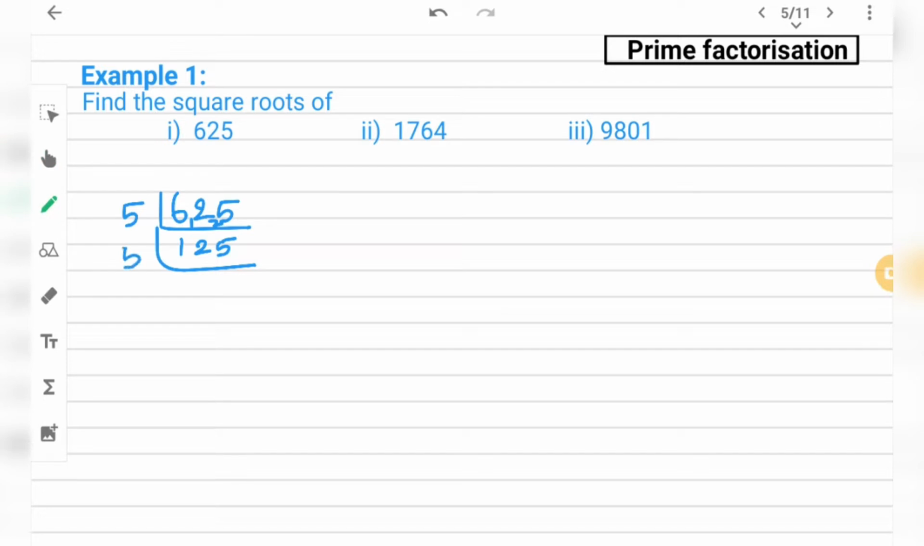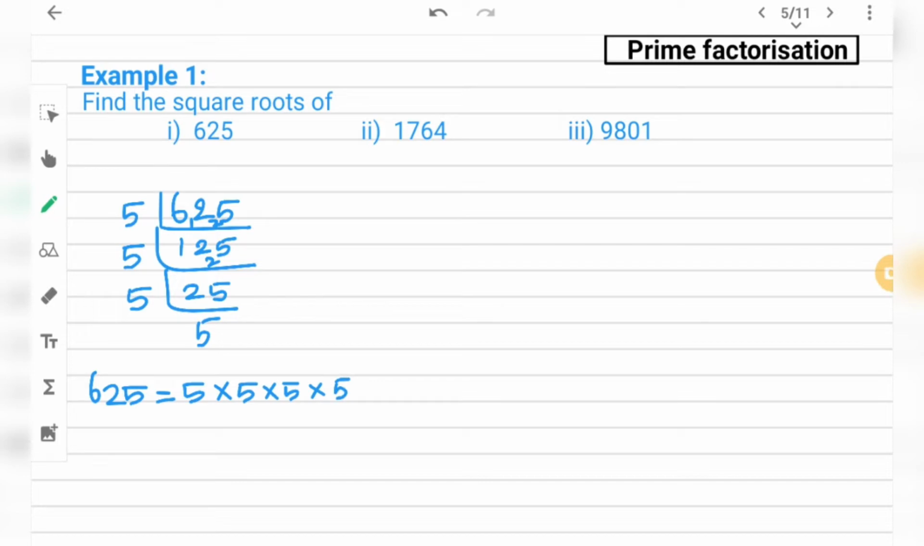Same way, 5. In 12, how many 5s are there? 2. And balance is 2. I am going to write it over here. 2, 5, 25. So in 25, how many 5s are there? 5. Right? Again, I am going to divide this 25 by 5. So 5 5s are 25. Now 625 can be written as 5 into 5 into 5 into 5.